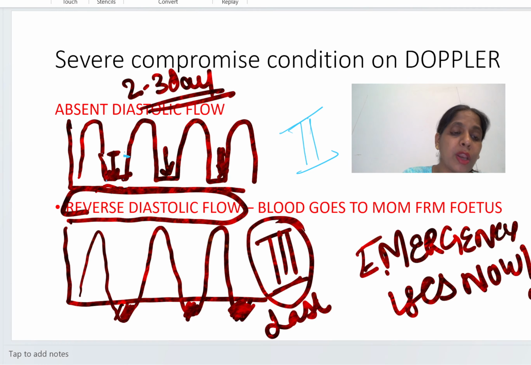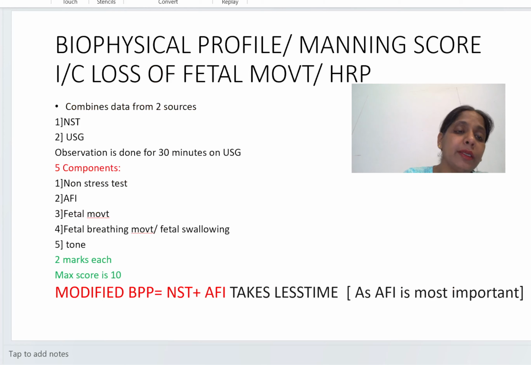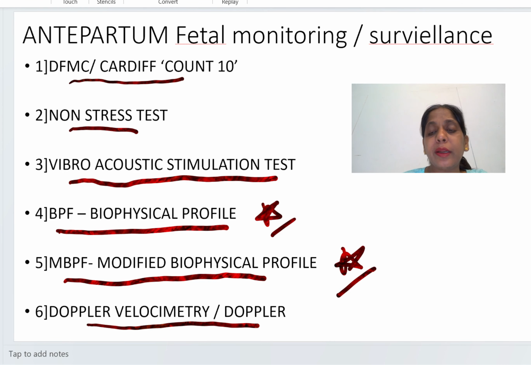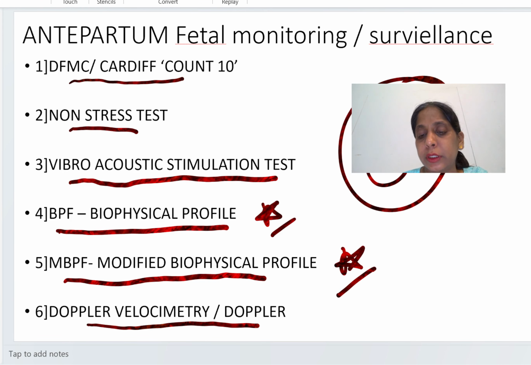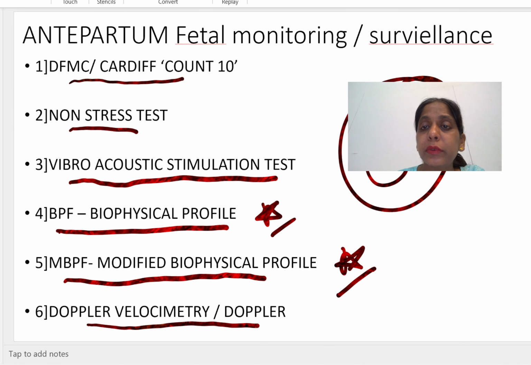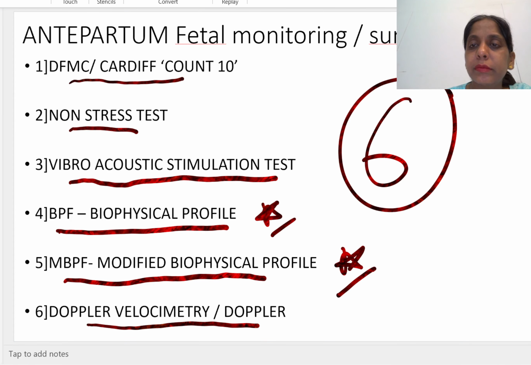So that was all about the antepartum fetal monitoring. So let's revise it once again, slide by slide. First of all, there are 6 tests in total of antenatal surveillance.